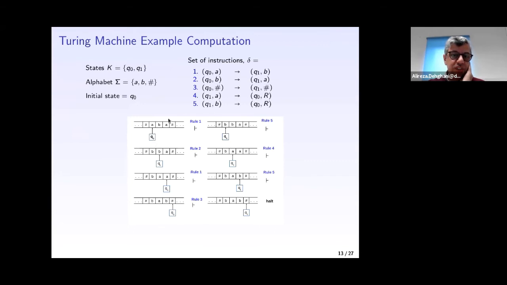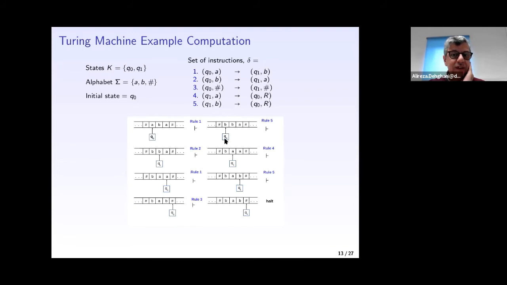In Q0, seeing A, that's rule 1. What does rule 1 say? It says you should go to Q1 and replace A with B. Okay, I have replaced A with B. I have changed Q0 to Q1 and I didn't move. Why? Because the X here is not R or L, it is only a symbol, so I just write the symbol. I have read the symbol A and written the symbol B instead.